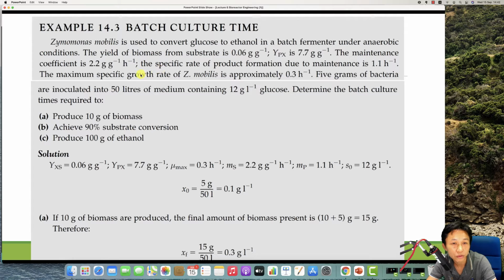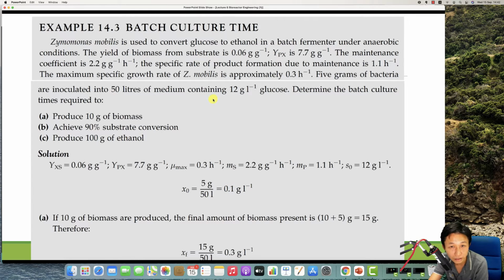The maximum growth rate, mu max, is this per hour. Okay, 5 grams of bacteria per liter as inoculum. As I mentioned, inoculation means you put some concentration inside. 50 liters of media contain this glucose. And then we want to find this kind of thing. We have YXS, the substrate yield, and mu max is this one.